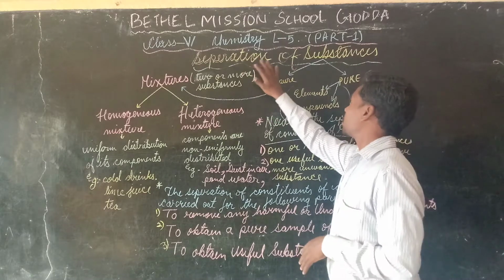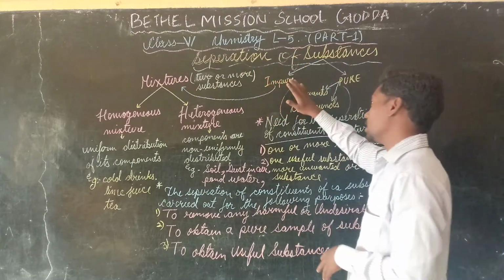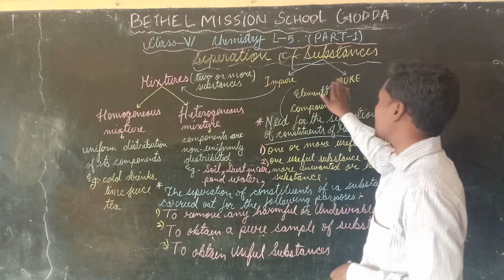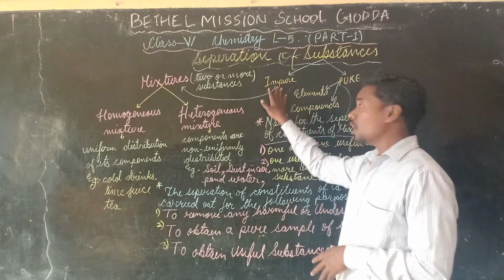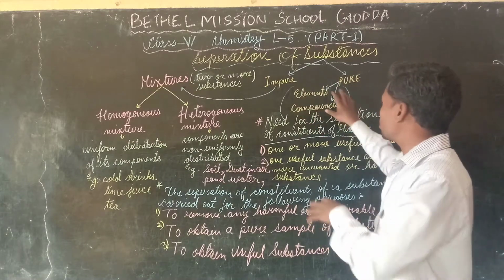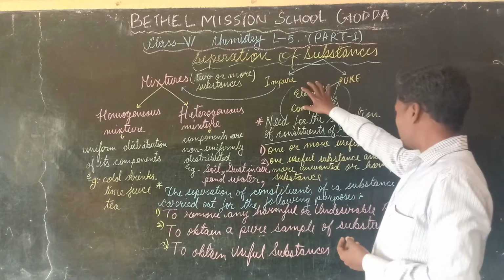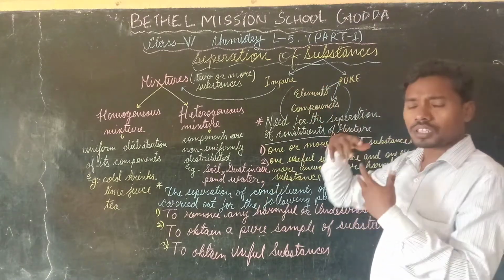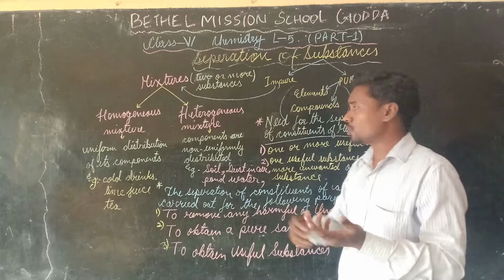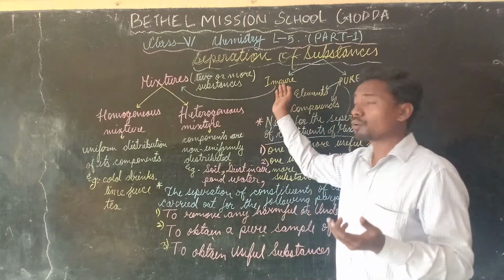Substances can be classified into two types basically. The first one is pure and the second one is impure. The pure can be further divided into elements and compounds. We will be studying this in the higher class, so we will leave it. I will tell you about it in some other video. But let's go on to the second part, that is the impure substance.